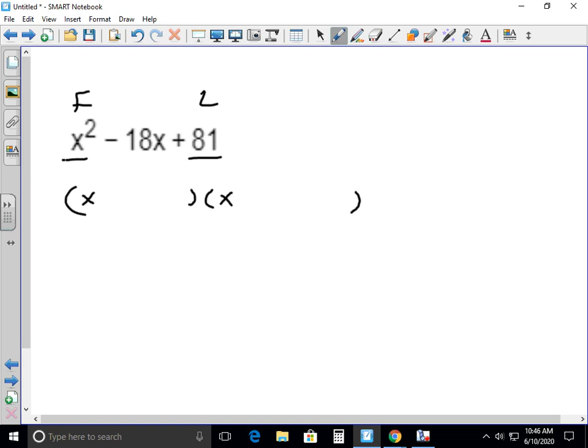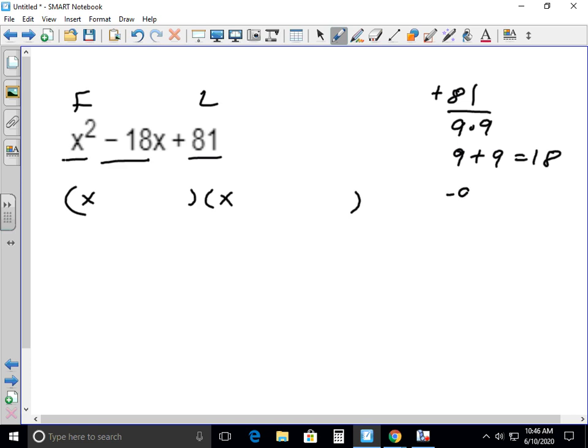81. What numbers multiply to make 81 and add to make 18? Well, the product that makes 81 that we're most familiar with is 9 times 9. And notice 9 plus 9 is 18. We just have to be careful with our signs. How are we going to get a positive 81 but a negative 18 in the middle?